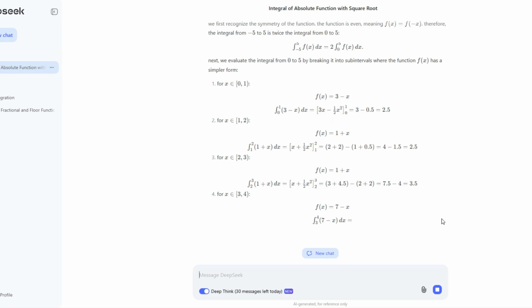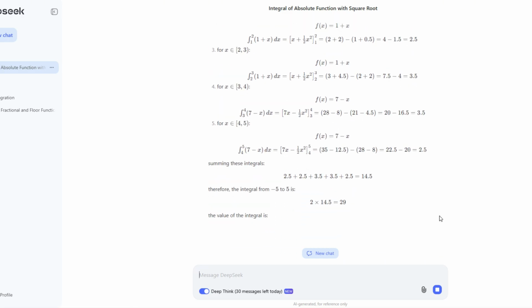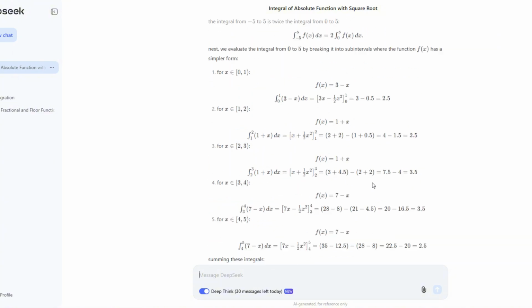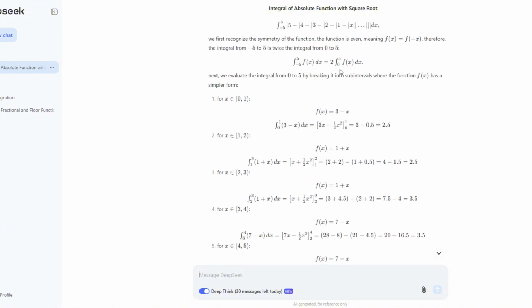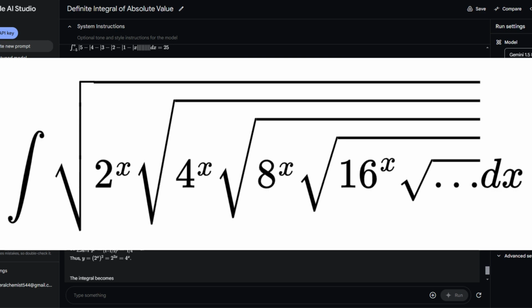Wow. By casework. That is brutal. It did it by casework. Wow. Oh, and it took advantage of the symmetry. Very nice.